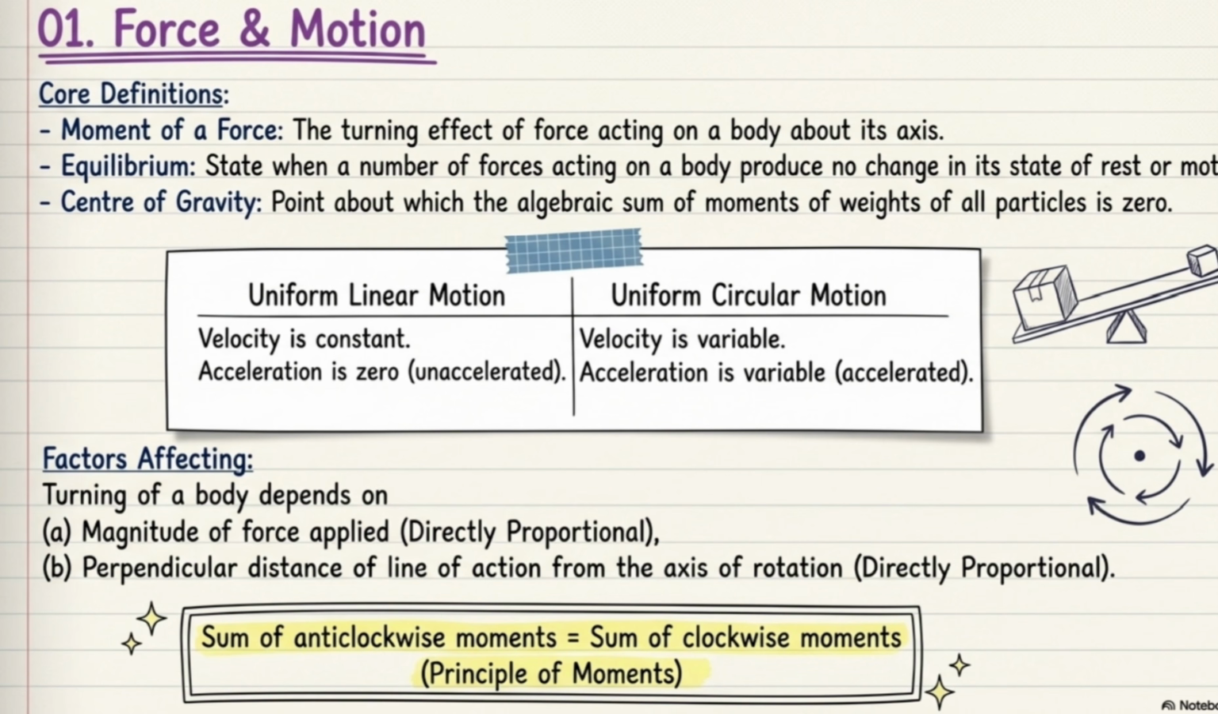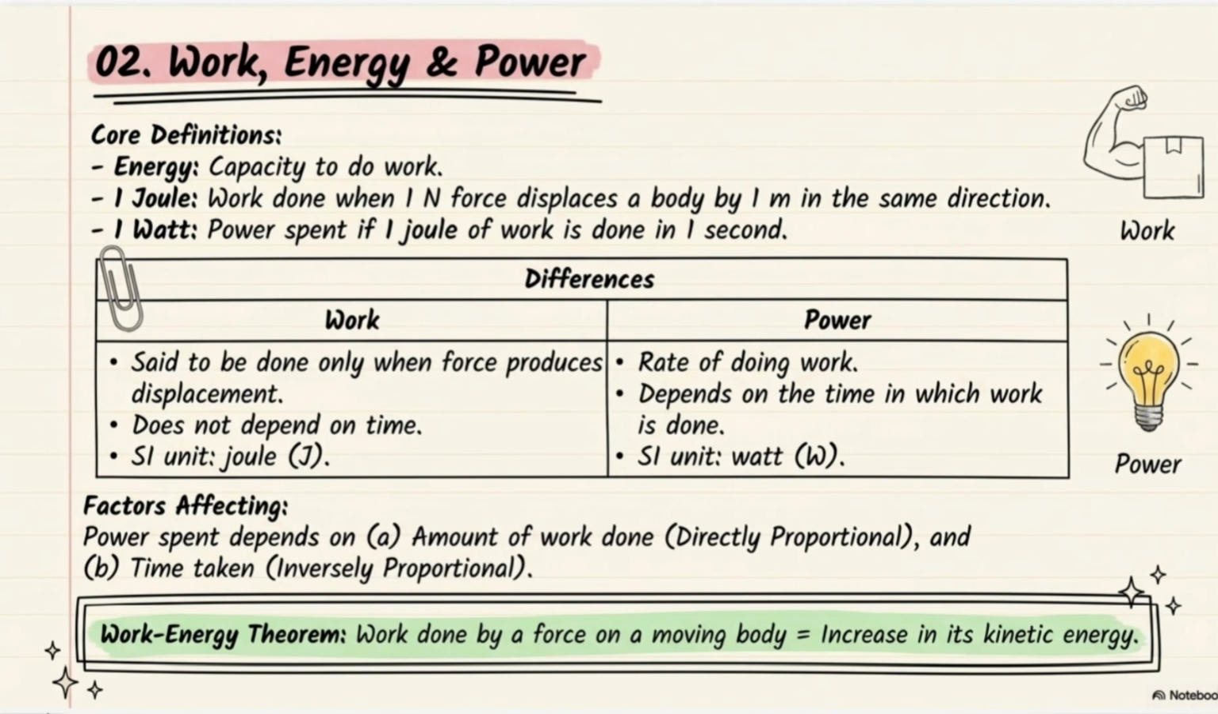Another key concept is the principle of moments. According to this principle, when a body is in equilibrium, sum of clockwise moments equals sum of anti-clockwise moments. This principle is frequently used in solving numerical problems involving levers and balance. Now let us understand equilibrium. A body is said to be in equilibrium when all forces acting on it balance each other. There are two types: static equilibrium, when the body is at rest; dynamic equilibrium, when the body is moving with constant velocity.